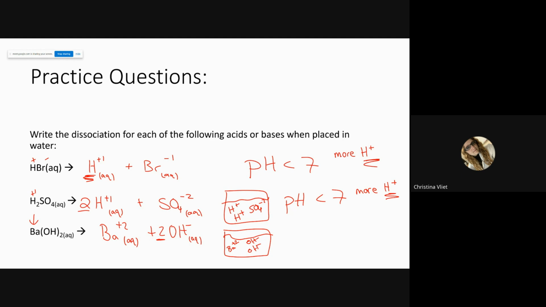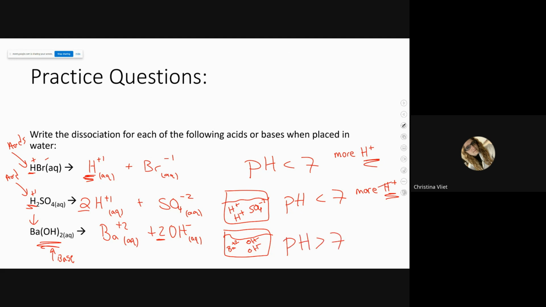Yes? So what's your prediction about pH? If I just had barium hydroxide placed in water, does it have more or less? It's a base, right? This is a base, whereas these two are acids, because remember H+ is acid and OH- is base. So if I have OH-, my pH is definitely going to be greater than 7.